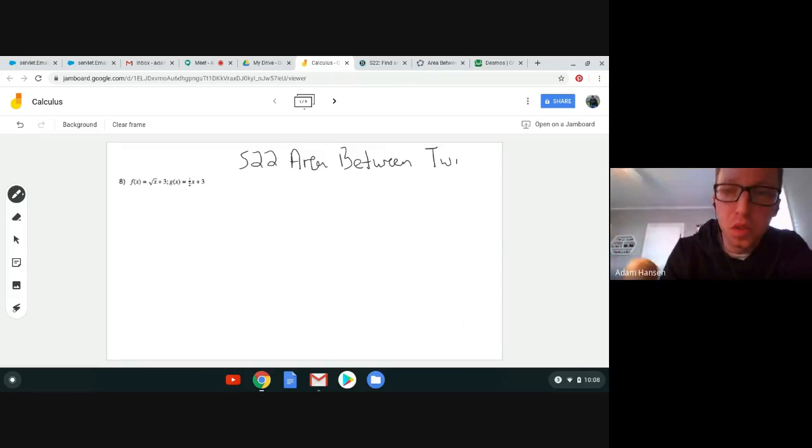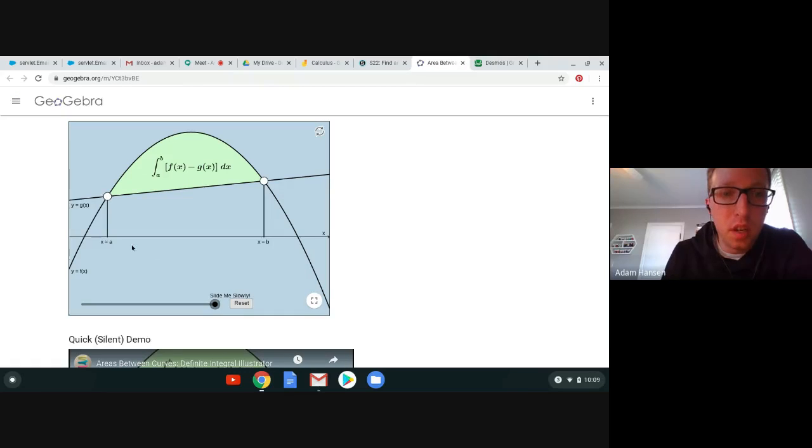Our focus here is once again to find the area between these two curves. So I have f of x equals the square root of x plus 3, and g of x equals 1/2 x plus 3. What I want to know, as I can see on this GeoGebra document here, is where do these two curves intersect on the left and right? That's important because it defines the upper and lower bounds of our definite integral, from what to what, which gives us the region for the area between the two curves.